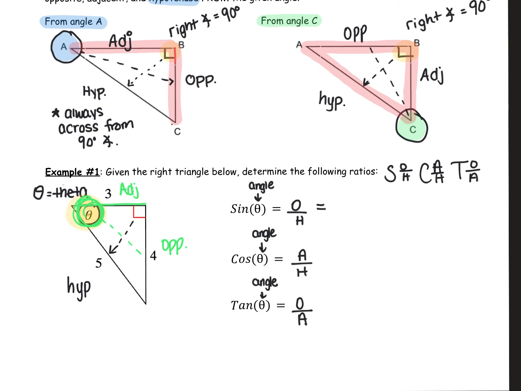So O is opposite, opposite is 4, hypotenuse is 5. So sine would be 4 over 5. Okay, cosine. Cosine is adjacent over hypotenuse, so 3 over 5. And then last but not least, tangent is opposite over adjacent, so 4 over 3 is in fact my tangent. And that's it for example number 1.